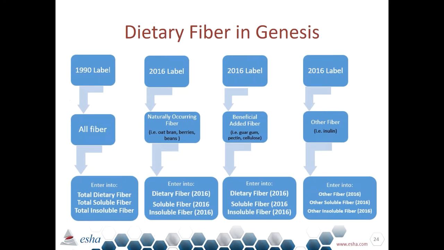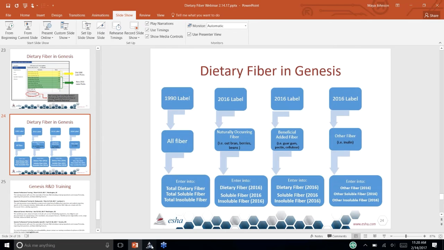Okay, so at this point, I'd like to just show you another graphic here, which reminds you that if you think about it this way, if you're working in the old label, all the fiber would be populated into the total dietary fiber fields. If you're working in the new label and you're working with a naturally occurring fiber, we can go ahead and enter that into dietary fiber 2016. Again, if you're working in the new label and working with an added beneficial fiber, something that's listed, guar gum, pectin, cellulose, we would also populate that into Dietary Fiber 2016. And again, lastly, if you're working in the new label and working with something that is not approved or not on the approved list, such as inulin, we would want to go ahead and enter that information into the other fiber fields in Genesis. So I'm going to hop over to Genesis, which is our program.